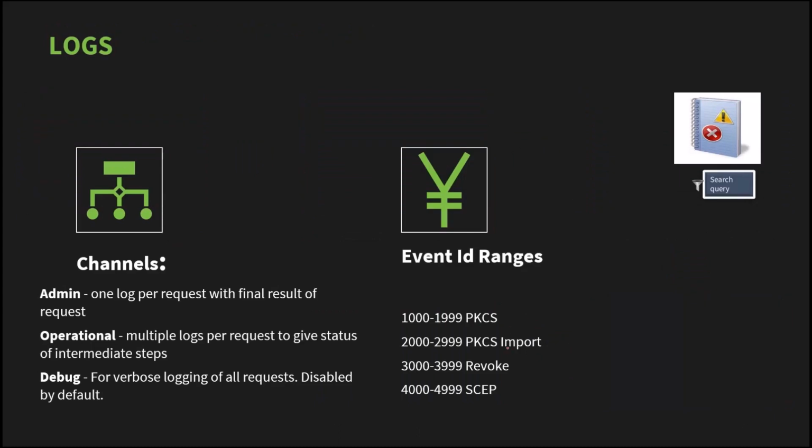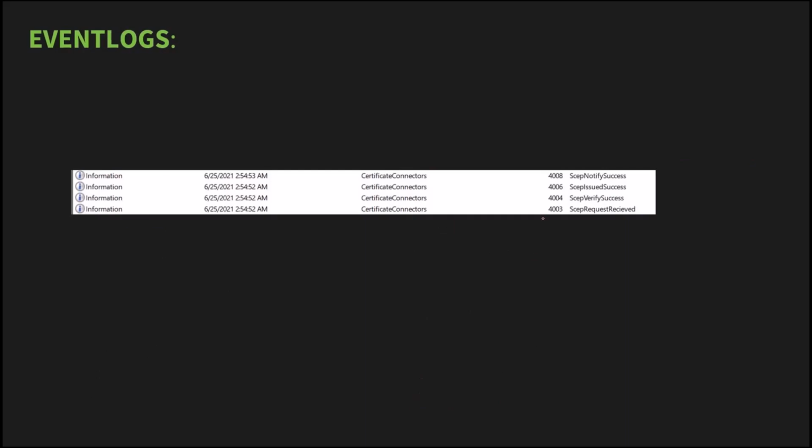For the logs, we have seen that everything for SCEP is going to have an event ID in the range of 4000s. We have already seen the successful log event IDs. They start with 4003, then 4004, then 4006, and 4008. These are the successful event logs in sequence.